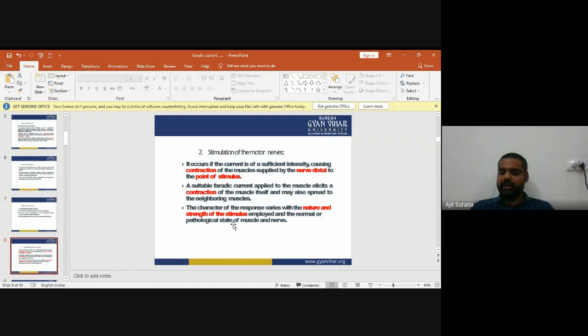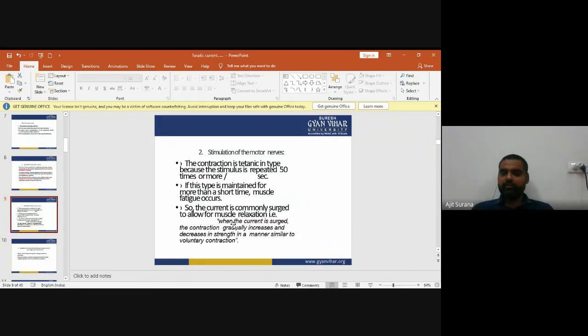When a Faradic type of current of sufficient intensity is applied to the motor nerve, it produces muscle contraction. If the frequency of stimulation of the motor nerve is 30 hertz or more, the contraction is tetanic, producing early muscle fatigue. The contraction is tetanic because the stimulus is repeated 50 times or more per second.